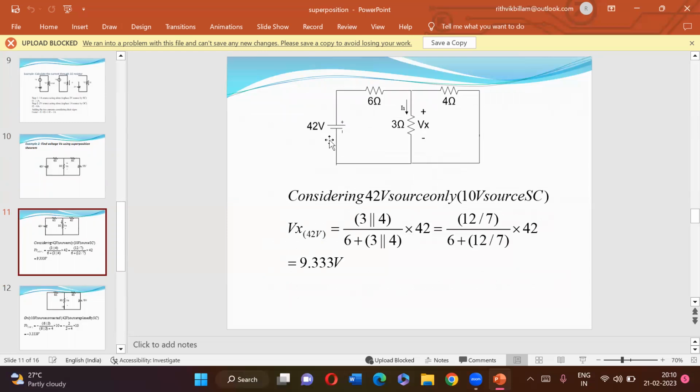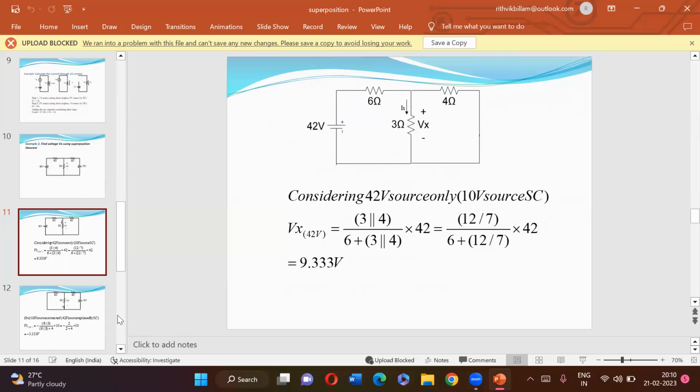In order to find the voltage drop across this, the 3 and 4 ohms will be in parallel. Find the total equivalent resistance. Vx can be found as 3 parallel with 4, divided by 6 plus 3 parallel with 4, times the total voltage applied in the circuit, that is 42, and we get 9.333 volts. That is, the Vx value will be 9.33 volts.